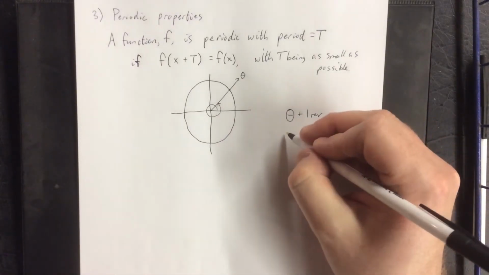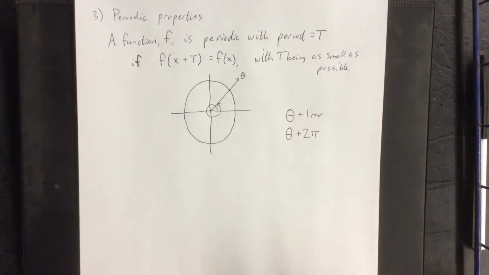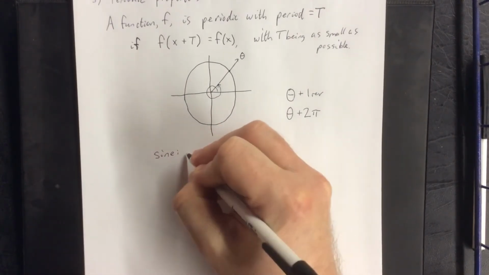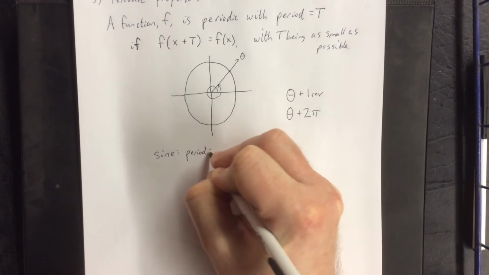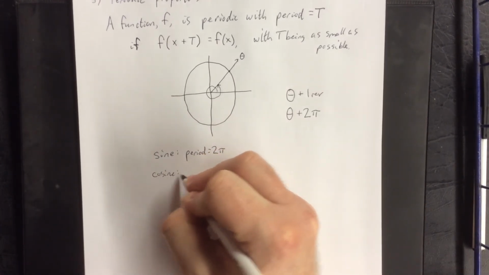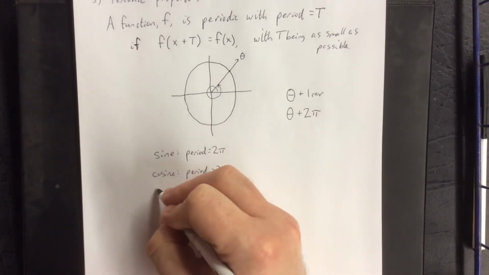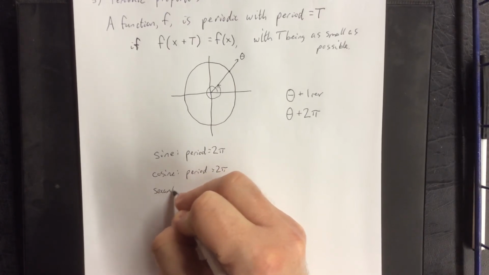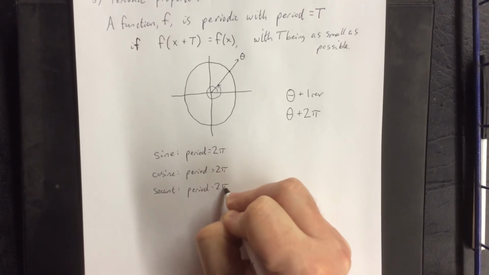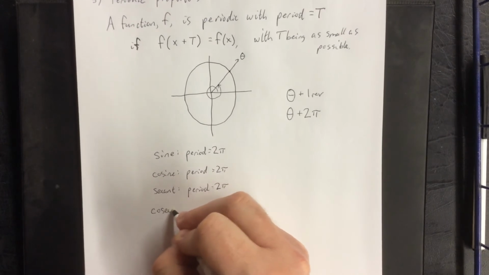Now, 1 revolution, if we're going to put this in terms of radians, is going to be equal to 2 pi. It is for that purpose that we can say the sine function has a period equal to 2 pi. The cosine function has a period equal to 2 pi as well. The reciprocals of these will have a period equal to 2 pi as well, because generally whatever happens to the sine and the cosine tends to happen to the secant and the cosecant as well.